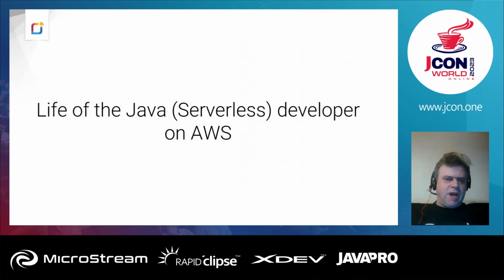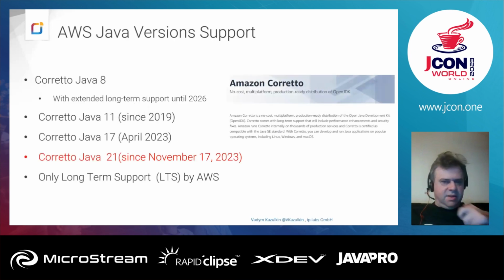Now we'll dive into the life of a Java serverless developer on AWS. AWS supports Amazon Corretto, which is an OpenJDK variant, and they still support Java 8, for bad or good, guaranteed until 2026. They support also Java 11 if you'd like, but it took quite a while until they started to support Java 17, so more than 1.5 years.